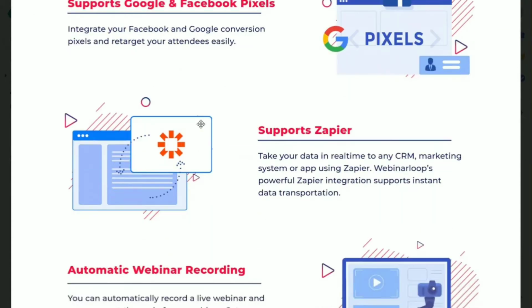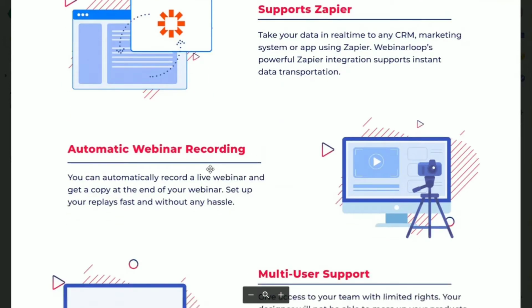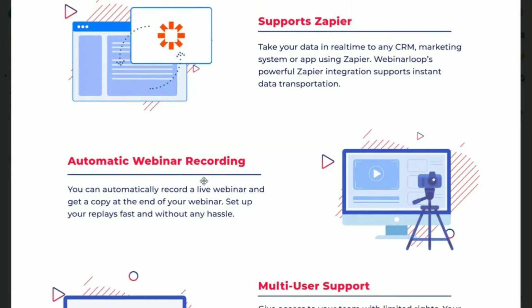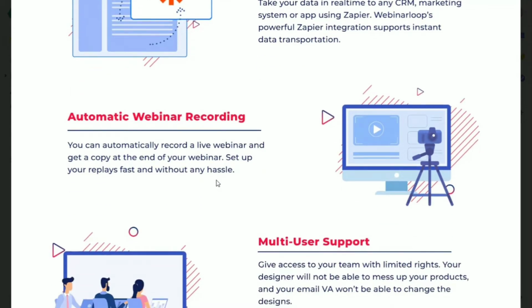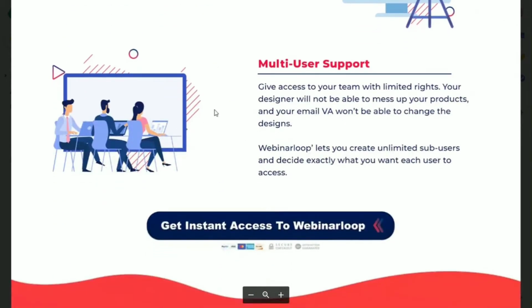Also, you have support for Google and Facebook pixels. You can retarget your audience. It supports Zapier, so all the people who attend your webinar, all the people who actually come to the webinar, all the people who sign up to the webinar, you can collect their info in Zapier and you can take it anywhere.